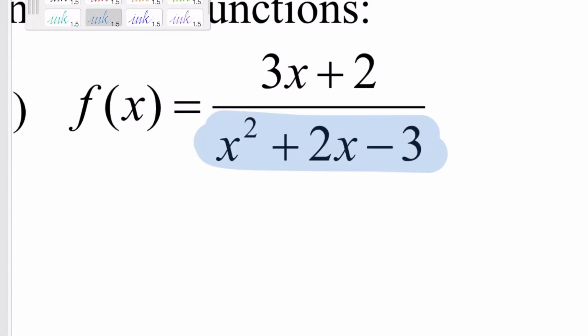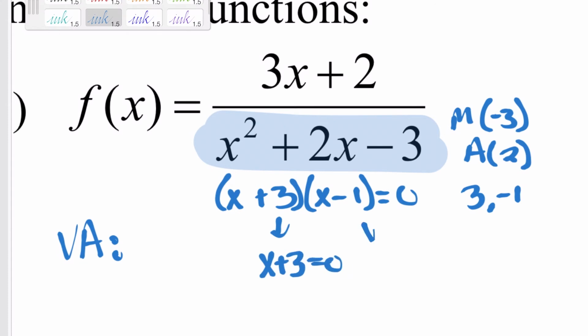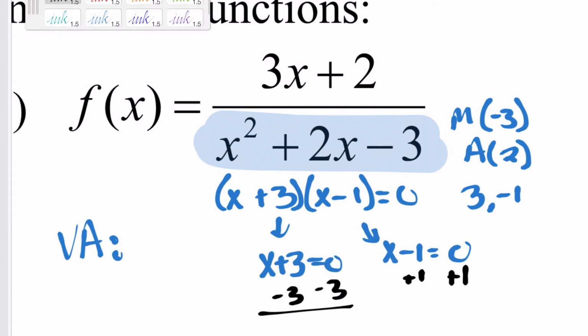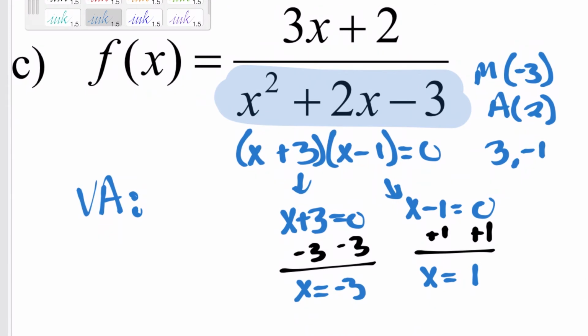And then this last one, again, I'm finding what is on the bottom first. That tells me my vertical asymptote. So here I end up with 2 vertical asymptotes. One where x is equal to -3 and one where x is equal to +1.